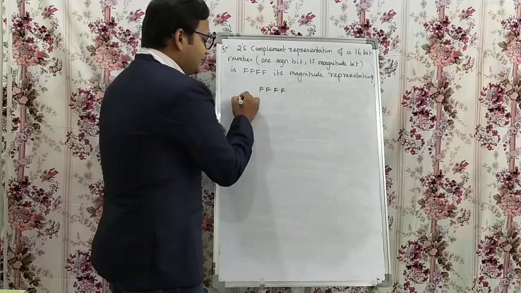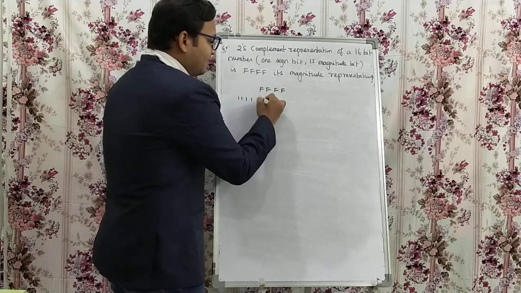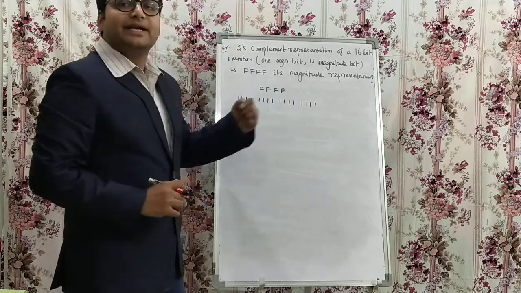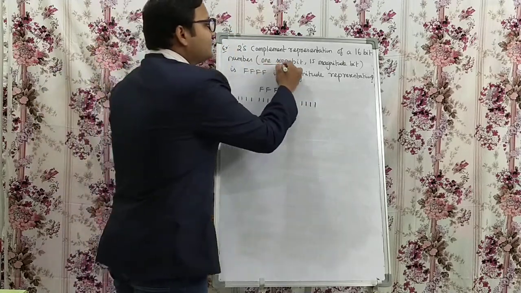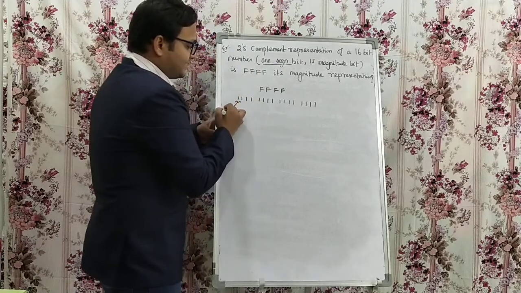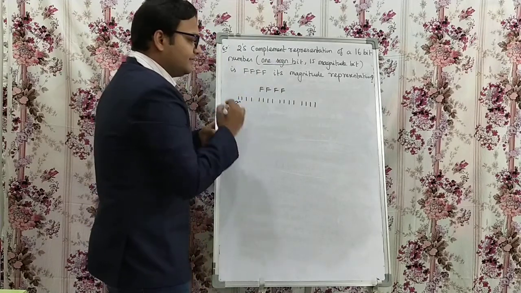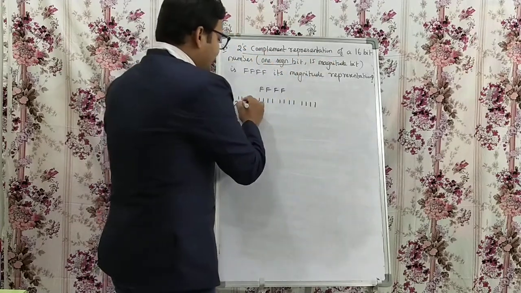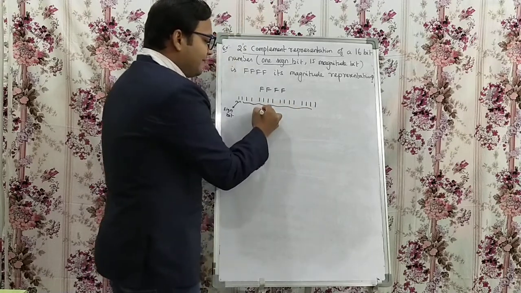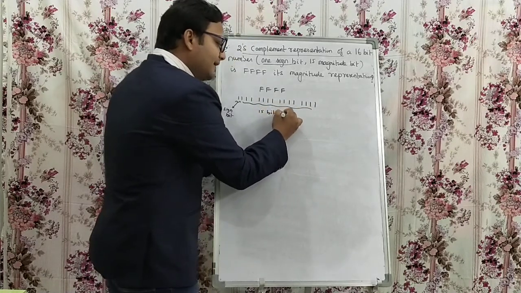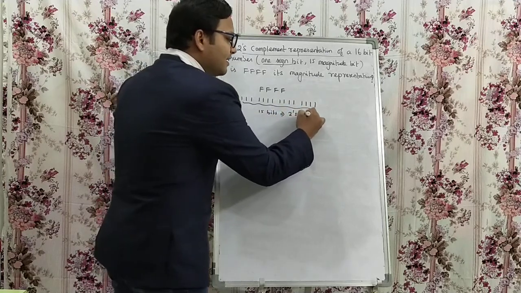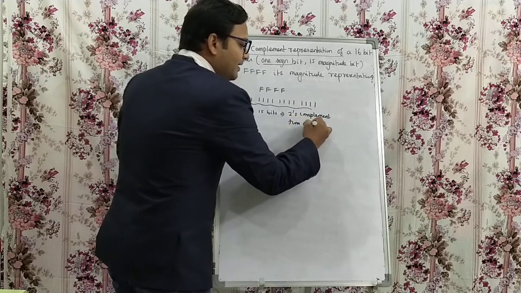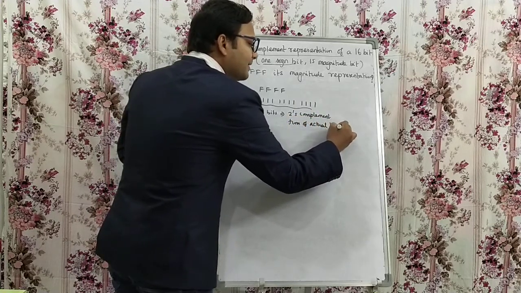How to represent it: 1 1 1 1 1 1 1 1 1 1 1 1 1 1 1 1. So this is 16-bit. Out of the 16 bits, one is the sign bit. So this will obviously be the sign bit. And this is the 2s complement representation of a 16-bit number. So the remaining 15 bits are the 2s complement form of the actual binary number.